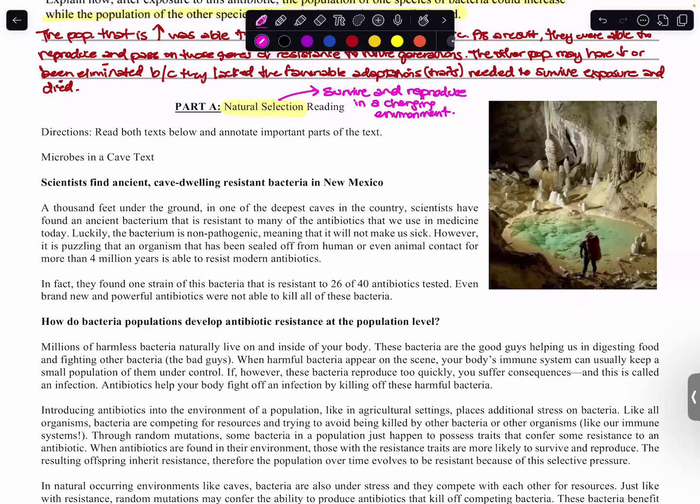But let's circle back. So directions say read both texts below and annotate important parts of the text. So, microbes in a cave text.